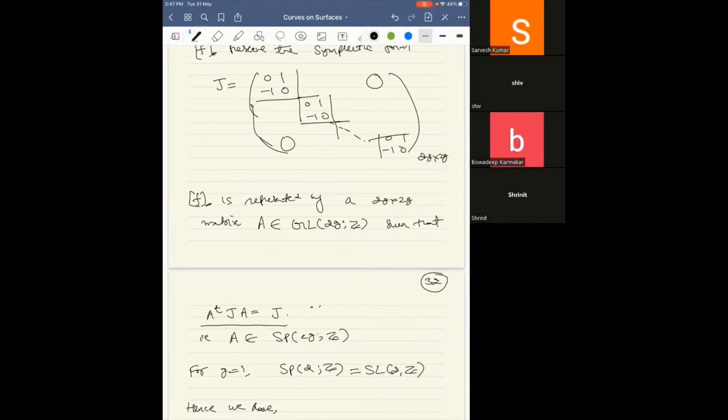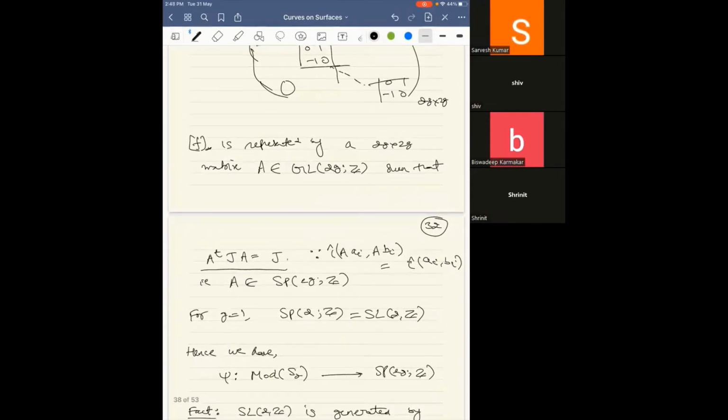Why does this happen? Because if you look at an element, let's say A, it should preserve the algebraic intersection number. So the algebraic intersection number between a_i and b_i will be the same as the algebraic intersection number of their images. Because of this relation, you will get this element, so this preserves this form J. So this is actually an element of the symplectic group.